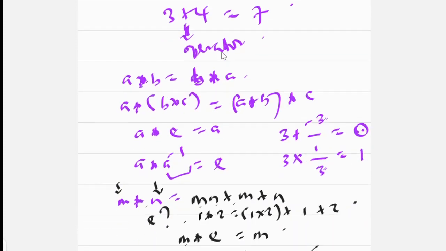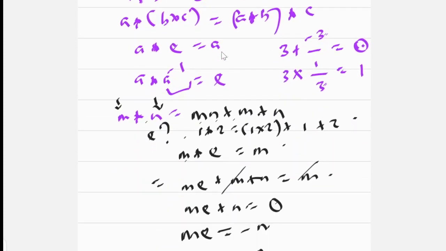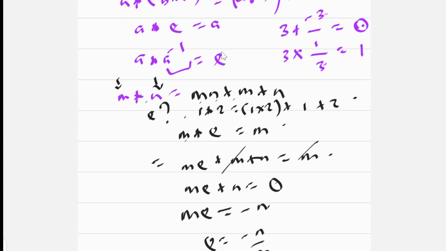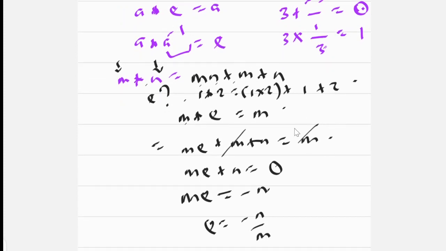I think we've probably made a mistake. I'm wrong. You can see I'm wrong. This is supposed to be E, not n, because m star E will be m times E plus m plus E. So this will cancel this. Then I have E here.